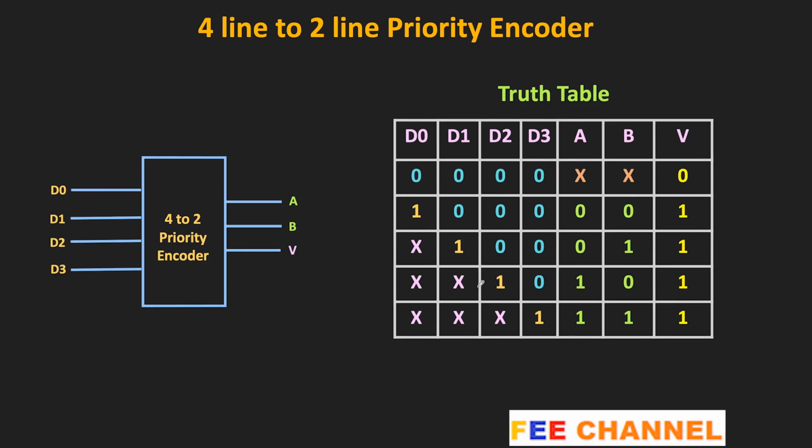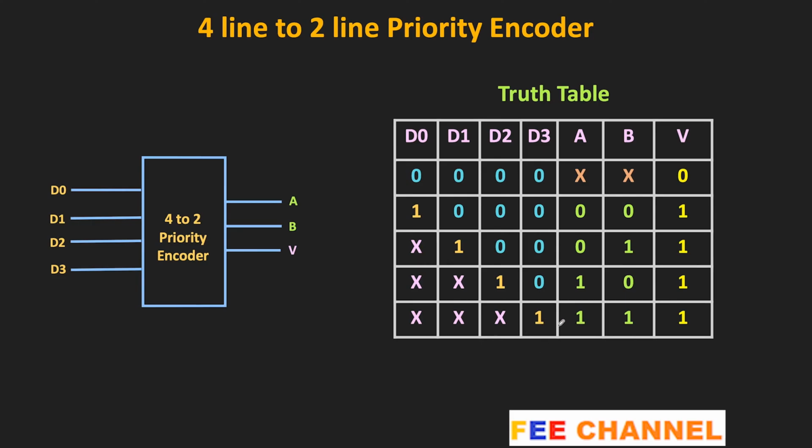Likewise, when D2 is 1 and D3 is 0, then the corresponding output is equal to 1, 0. And since D2 has the higher priority compared to D0 and D1, at that time it doesn't matter what the value of D0 and D1 is. And lastly, when D3 is 1, then the output is equal to 1, 1. And since D3 has the highest priority, at that time it doesn't matter what the value of D0, D1 and D2 is.